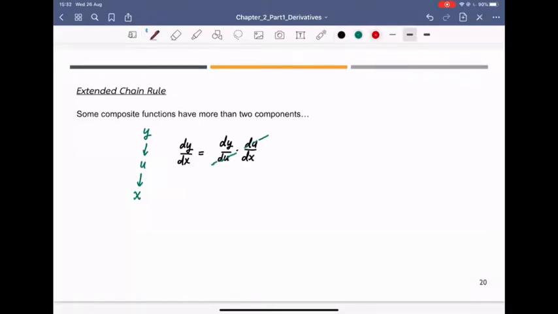But what if you have more than 2 chains? Like you have y is a function of u, which is a function of v, which is a function of x. Can we use the chain rule? The answer is yes.